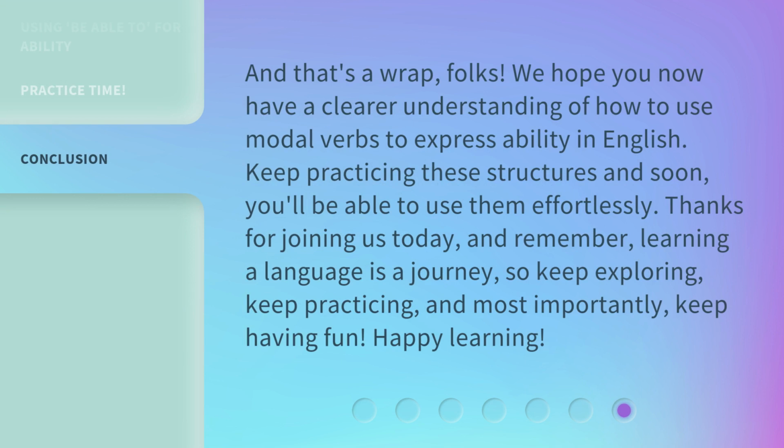And that's a wrap, folks. We hope you now have a clearer understanding of how to use modal verbs to express ability in English. Keep practicing these structures and soon, you'll be able to use them effortlessly. Thanks for joining us today, and remember, learning a language is a journey. So keep exploring, keep practicing, and most importantly, keep having fun. Happy learning!